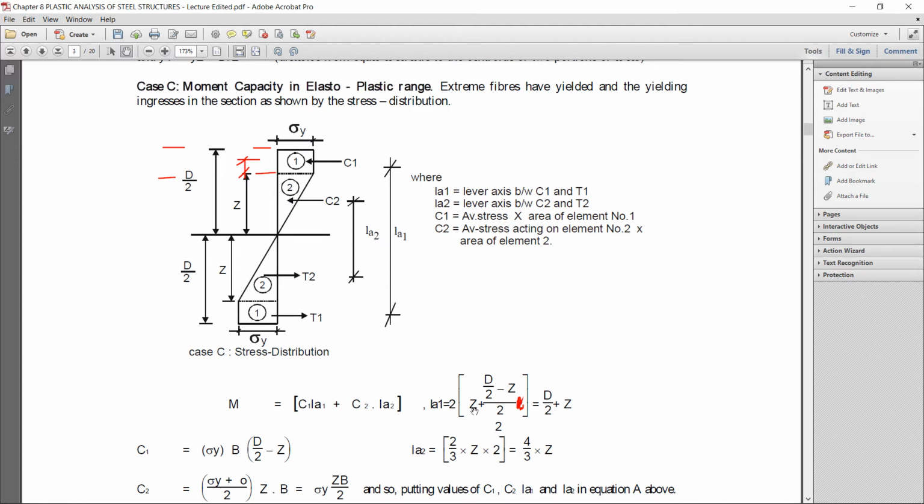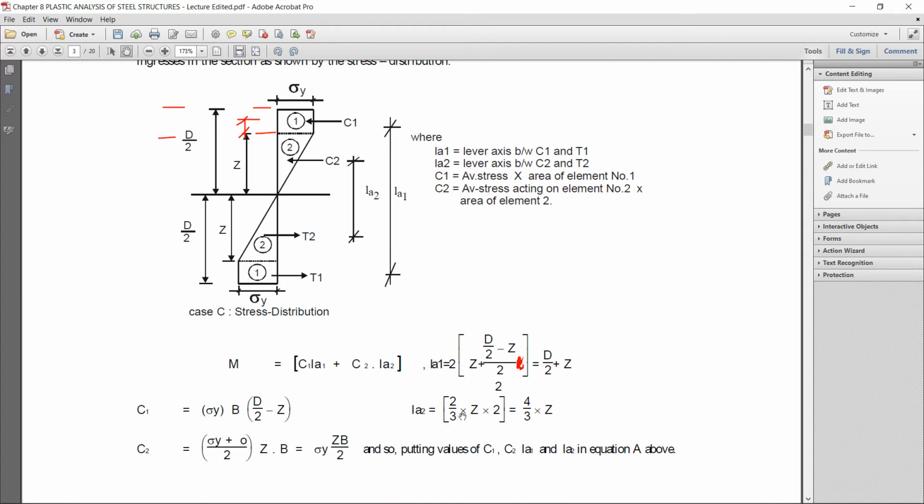Here you can see 2 multiplied with z, that is 2z, then 2 is divided here, that is d by 4 minus z by 2. When 2 is multiplied, 2z minus that will remain 1z, d by 2 again cancelled out, will become d by 2 plus z. You can check by yourself, that you will get d by 2 plus z for LA1, for the lever arm this LA1, for the lever arm this LA2.